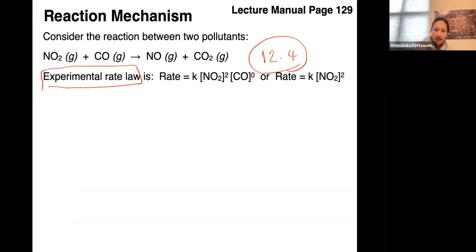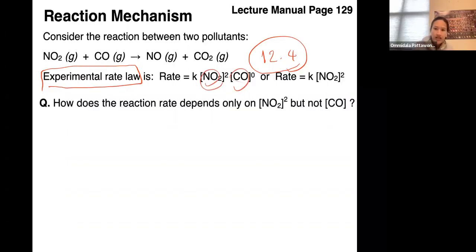Now my question is, according to collision theory that we learned in chapter 12.3, for a reaction to occur, the molecules need to collide with one another, with proper orientation and with sufficient energy. So if these two need to collide with each other, how come the rate doesn't depend on carbon monoxide, and only depends on the concentration of NO2? You might have that question in mind.